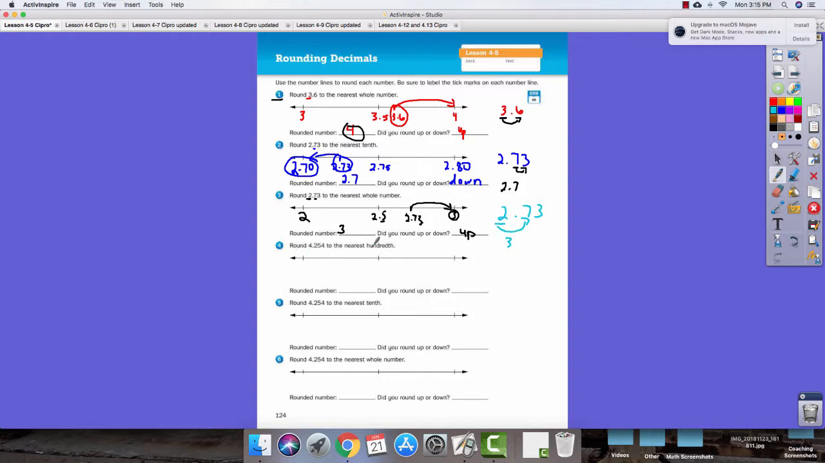So now I'm going to round 4 and 254 thousandths to the nearest hundredth. So again, I'm going to underline my hundredths place. So in 4 and 254 thousandths, I have at least 4 and 25 hundredths. And if I want one more hundredth from 25 hundredths, that would be 26 hundredths. So it's going to be between 4 and 25 hundredths and 4 and 26 hundredths.